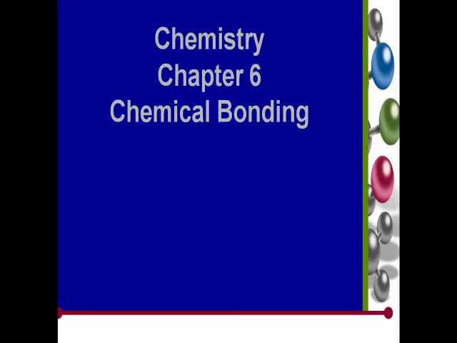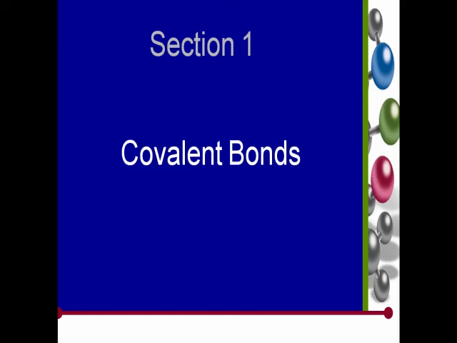Chapter 6, Covalent Bonding. Chapter 6, Section 1, Covalent Bonds. In this section, we're going to look at the formation of covalent bonds, and we're going to talk about the degree of ionic character within covalent bonds.